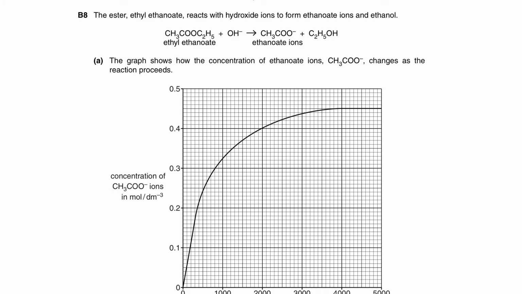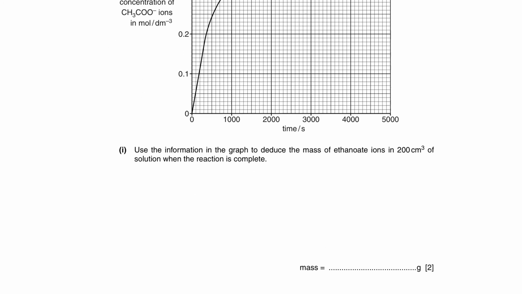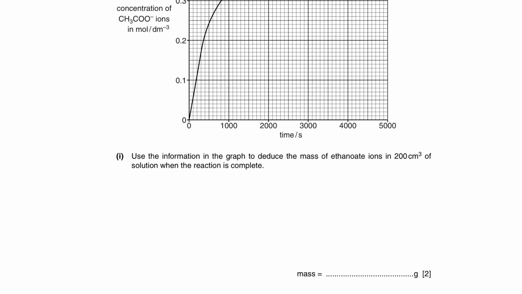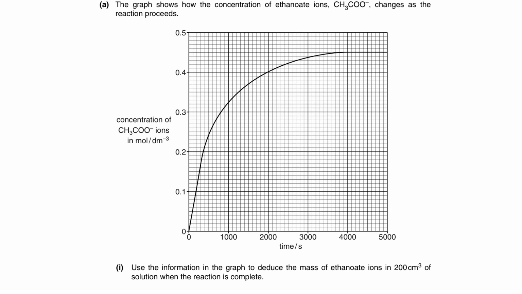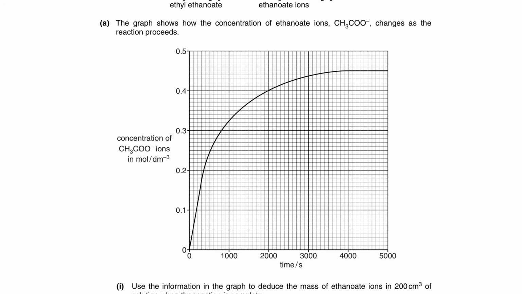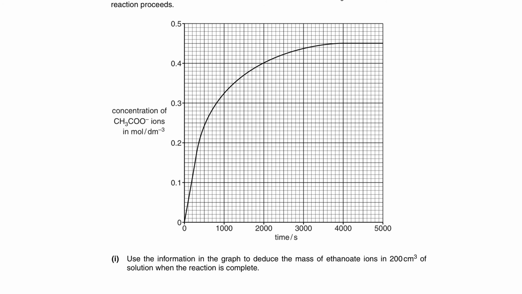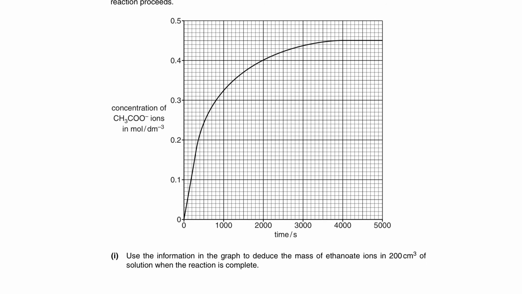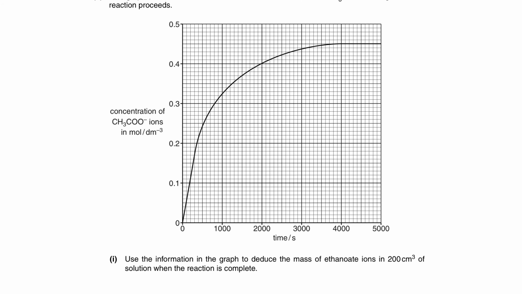So let's see what the question is asking. Use the information in the graphs to deduce the mass of the ethanoate ion in 200 centimeter cube of the solution when the reaction is complete. So we need the concentration or the exact moles of it, right? We need this volume because we need to know what the total moles are. And I can only find the total moles if I know its concentration and its volume.